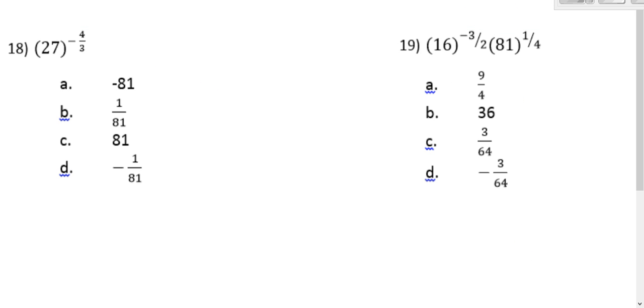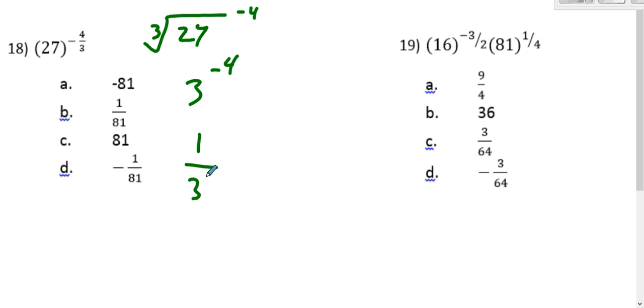So number 18 is pretty similar to what we did a couple of questions ago. The 3 means cube root. And then to the negative 4th power. So cube root of 27 is 3. The negative exponent just means 1 over, so that's 1 over 3 to the 4th. And 3 to the 4th is 81. So B.